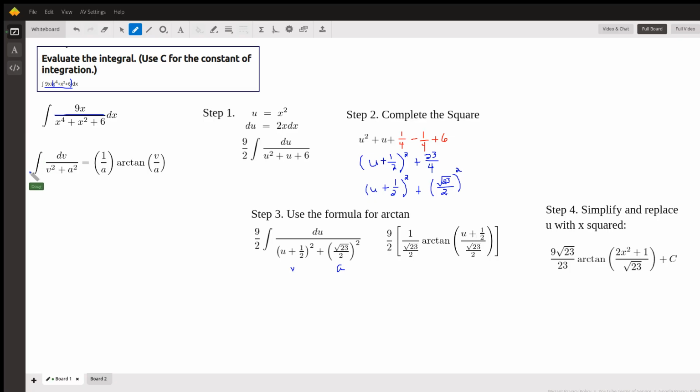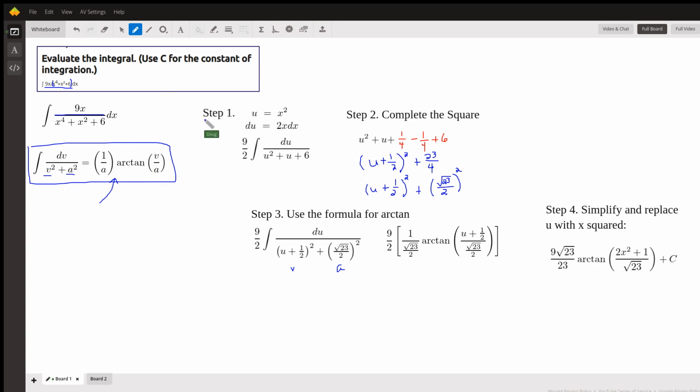We're going to use this formula. If you can get this to look something like dv over v squared plus a squared, where v is the variable and a is a constant, this is the antiderivative: 1 over a times arctangent of v over a.